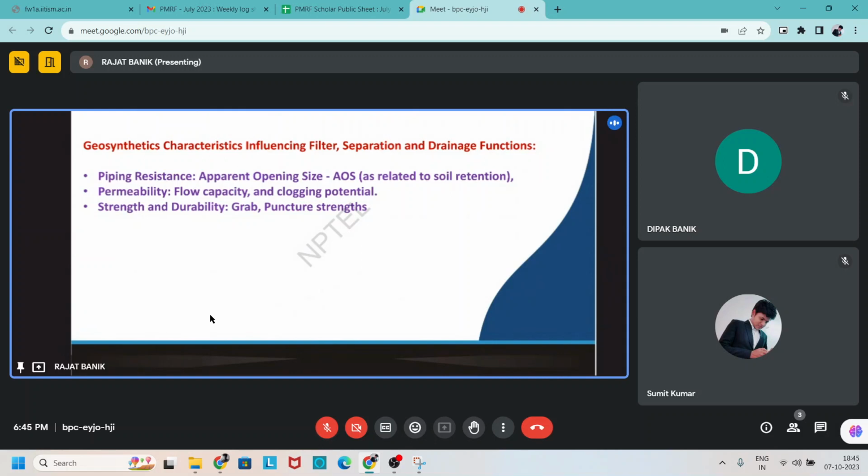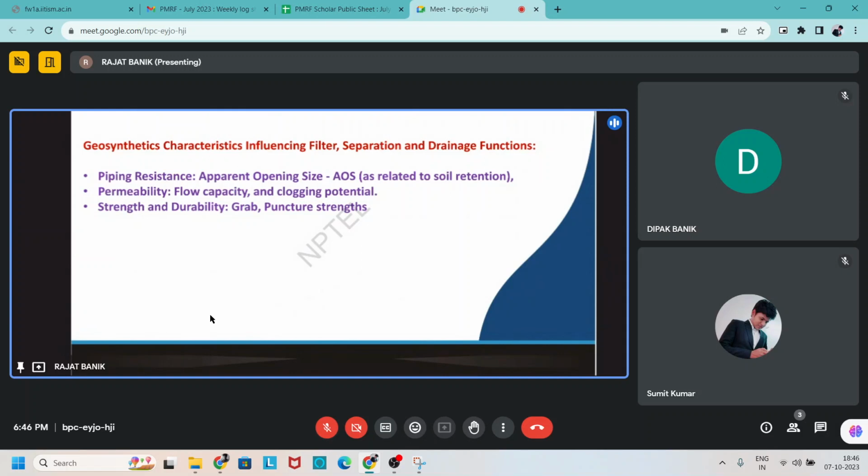Then only we can use it for permeability purposes. Then, strength and durability purposes. For strength and durability purposes, we need to check the grab resistance and also the puncture strength.